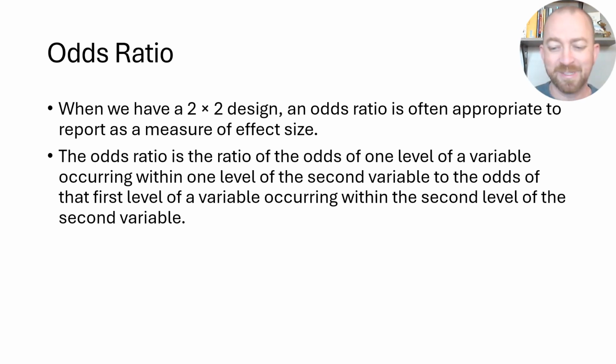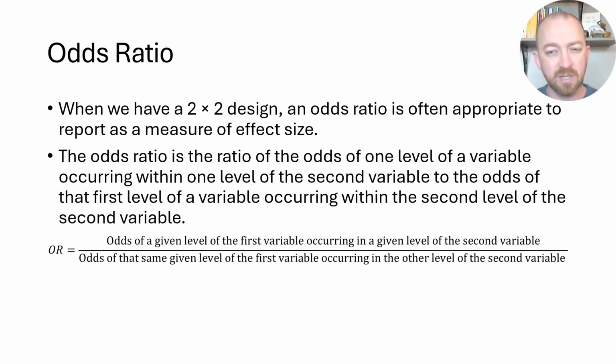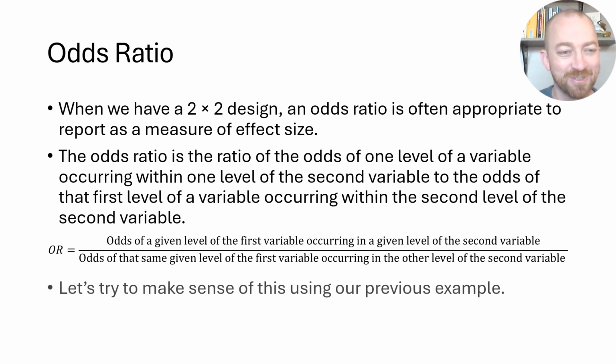But then we'll see the odds ratio. So it's a little confusing to actually interpret. I'll give you an example here, however. This is one way of thinking of it: it's the odds of a given level of the first variable occurring in a given level of the second variable. And it's the ratio, this is where the ratio comes into the odds ratio, of that to the odds of that same given level of the first variable occurring in the other level of the second variable. So again, that probably doesn't make a whole lot of sense now. That's what I mean by the odds ratio. It's a little difficult to interpret, but we'll try this out, okay?